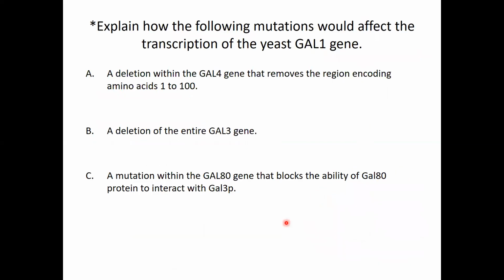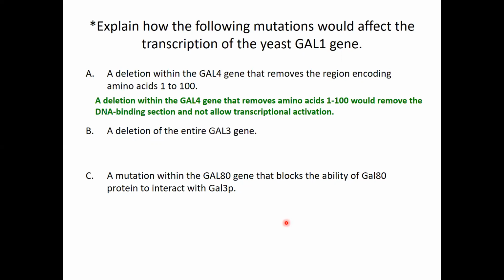So the next question that we're going to talk about is: explain how the following mutations would affect the transcription of the yeast gal1 gene. A deletion within the gal4 gene that removes the region encoding amino acids 1 to 100. So what would happen? How would this affect transcription of the gal1 gene?